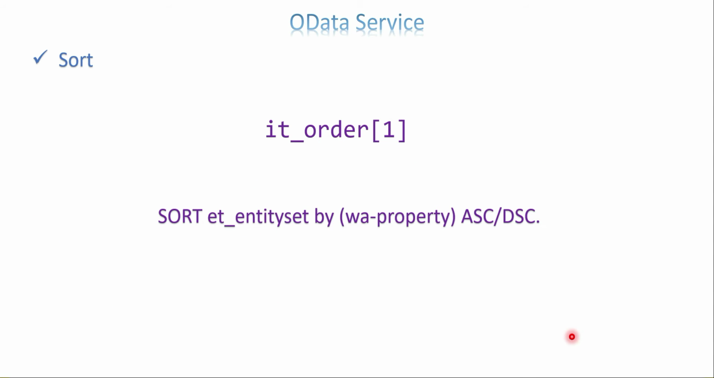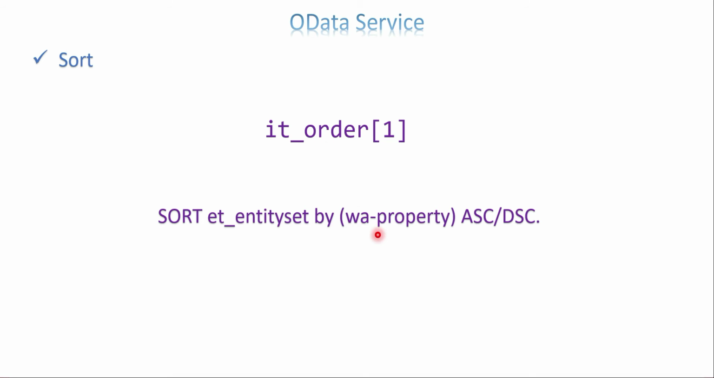And order. For sort order, we have one more parameter called IT order. Mostly we go with one single sorting option, a single field sort. So just use index and get the value. Once you receive this in a work area, because it's an internal table, you read one record into the work area. Then you can make use of a dynamic way of coding. So sort ET entity set is nothing but the output parameter of the get entity set method that is going to be sorted based on the request.